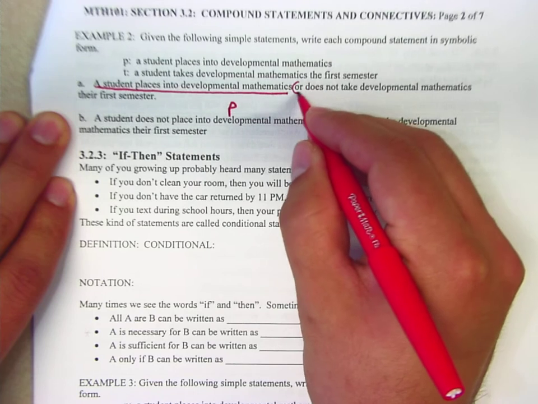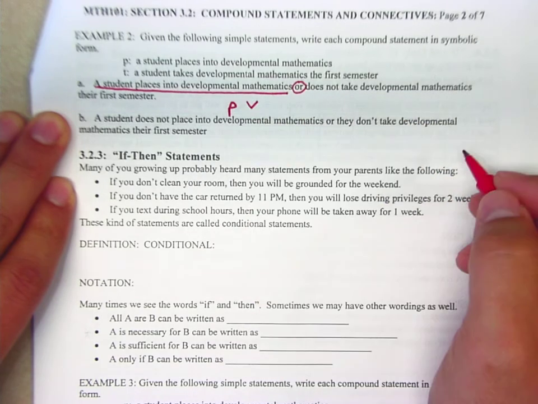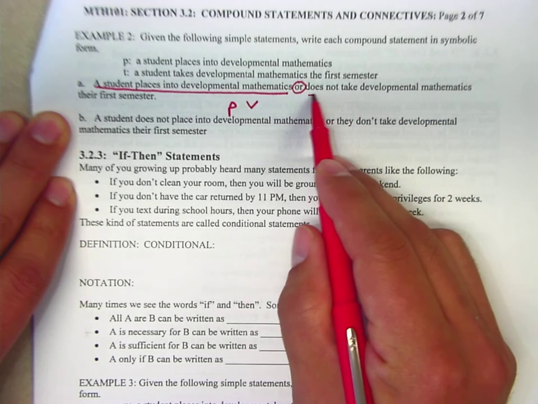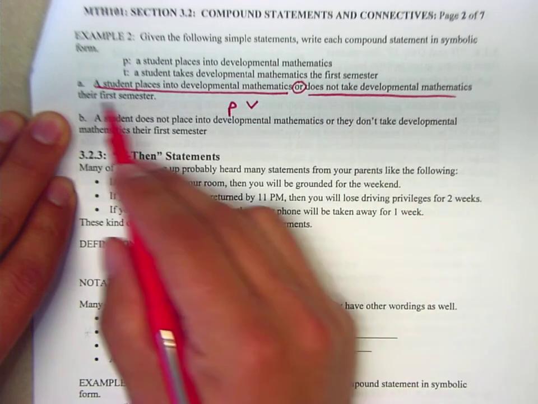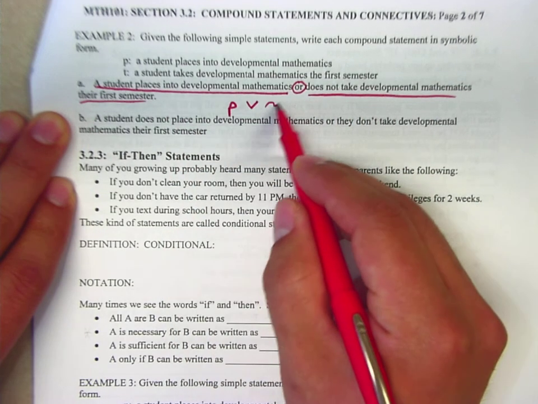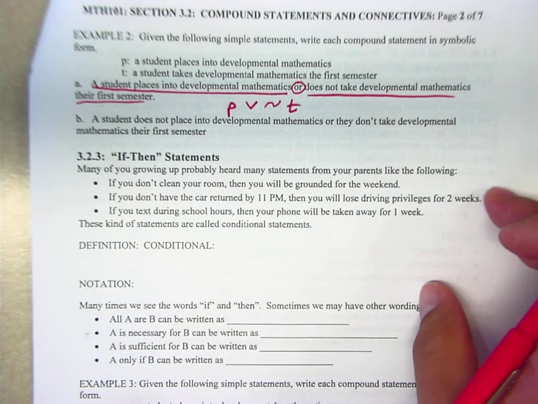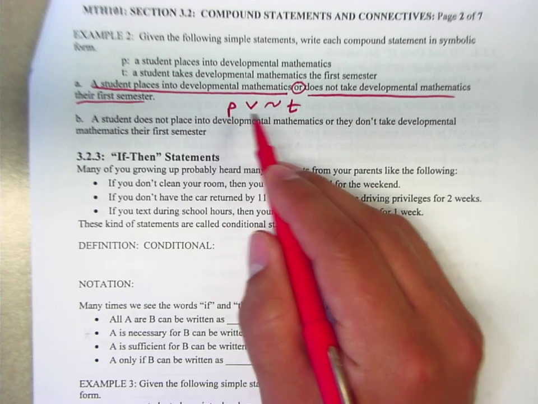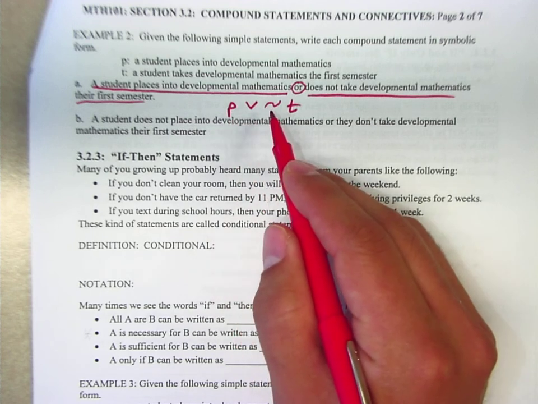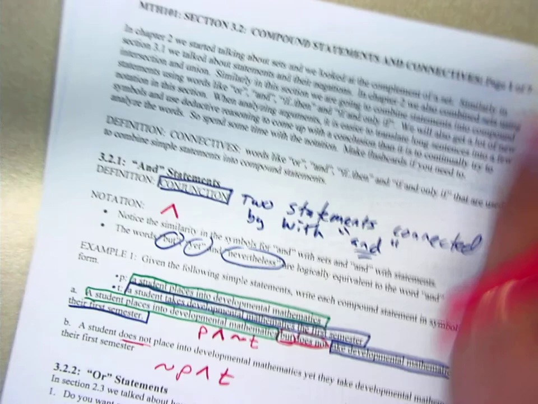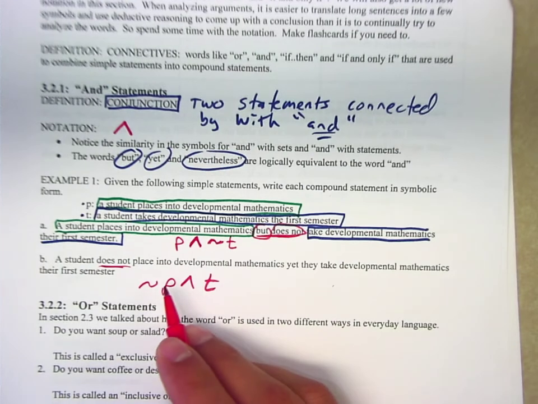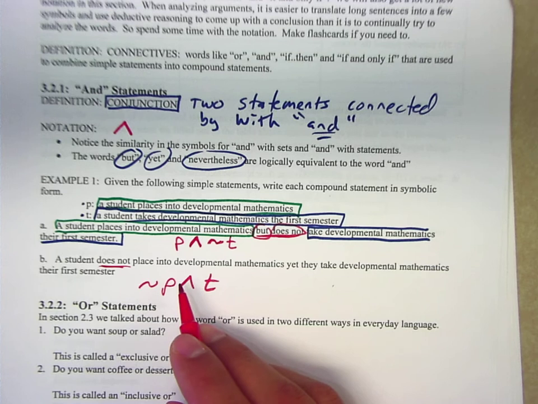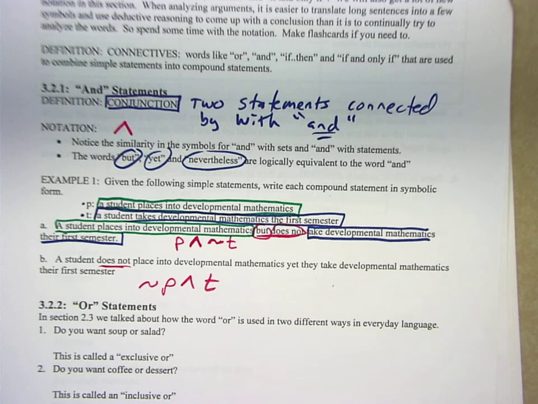Next, we have or, so we use the or symbol. And now it says does not take, so that's negated for the T statement. And that's it, okay? Mathematically, you would read this as P or not T, okay? On the previous page, for example, this one, you would read not P and T, okay? If we're just using symbols and letters, we don't want to say the entire sentence.